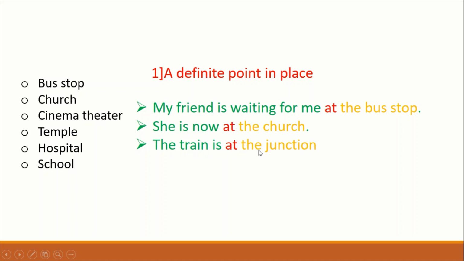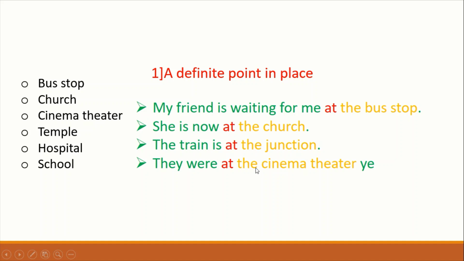The train is at the junction. Where is the train? At the junction. At is a preposition. The junction is a place. The train's location is at the junction, which is a definite point in place. The train's location is not school, hospital, temple, cinema theater, church, or bus stop.